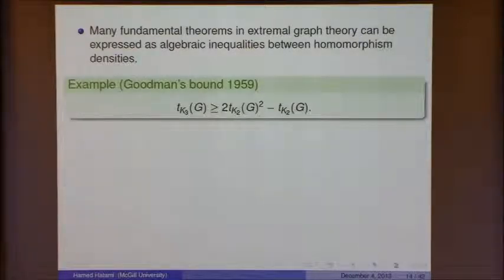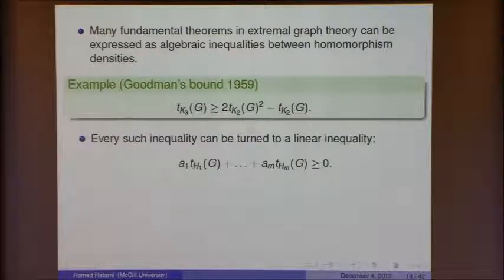Okay, so we can state many classical results in this language. For example, Goodman's bound says that the density of triangles is lower bounded by twice the density of edges squared minus the edge density. I'm going to use this result later. So it's a neat inequality between these densities.